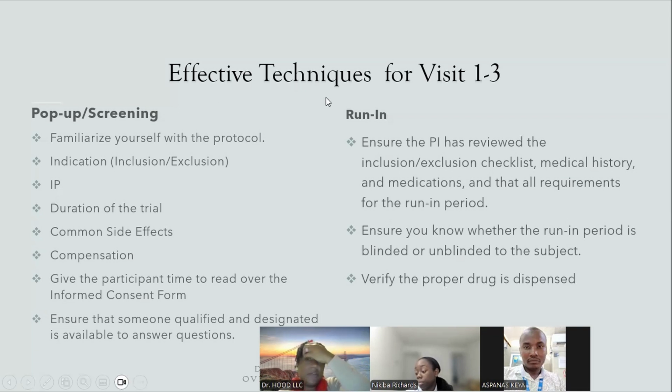Run-in period: just make sure the PI has checked off on what's required for the person to proceed to this process of the trial, and it is important to understand whether or not the drug is blinded or unblinded.